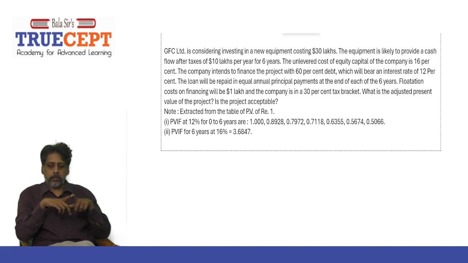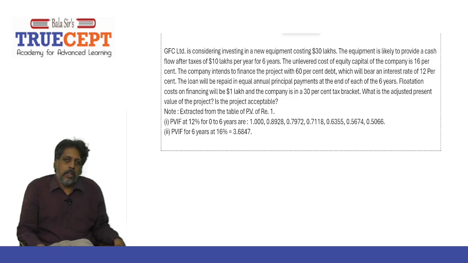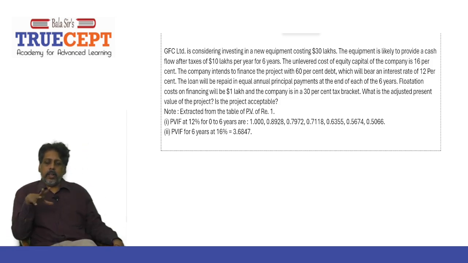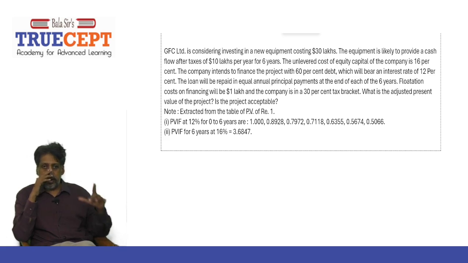Then, what is the adjusted present value of the project? Is the project acceptable? Is it financially viable is the question. And you have been asked to calculate something called the adjusted present value. So how does it work? Now, before we can go ahead and take on the solution to this example, let me explain how you go about calculating the adjusted present value.